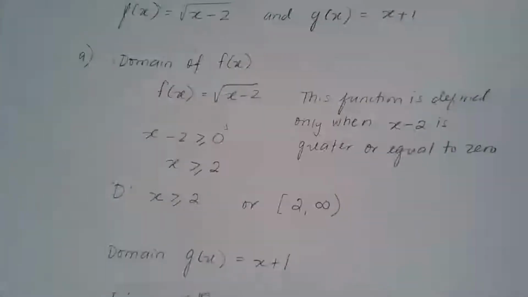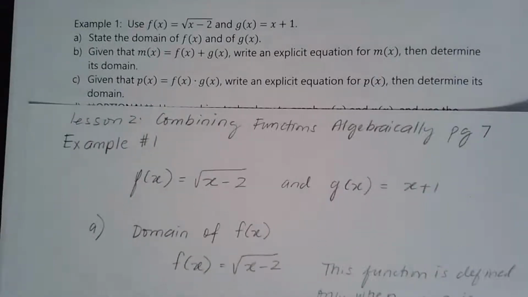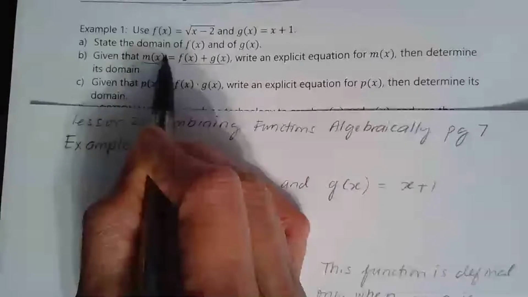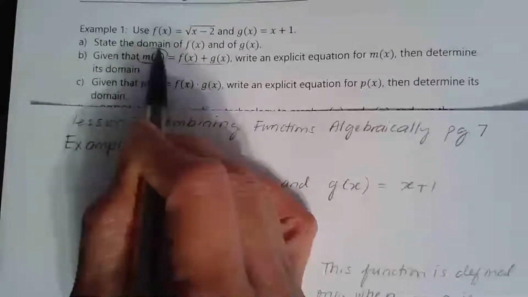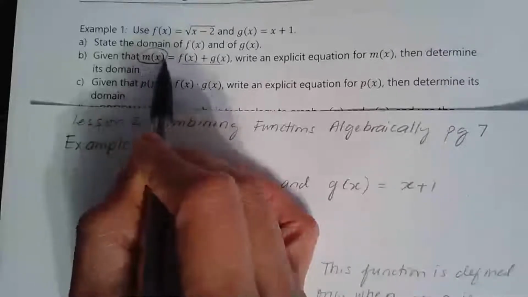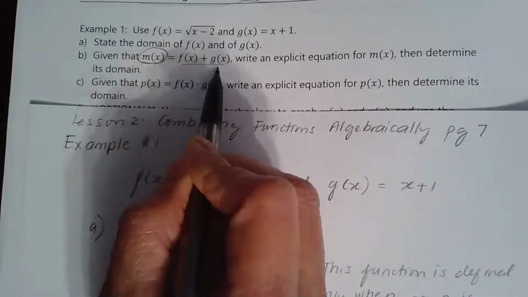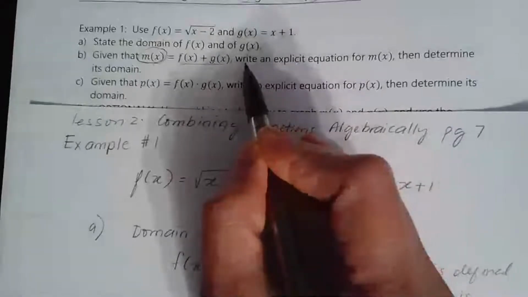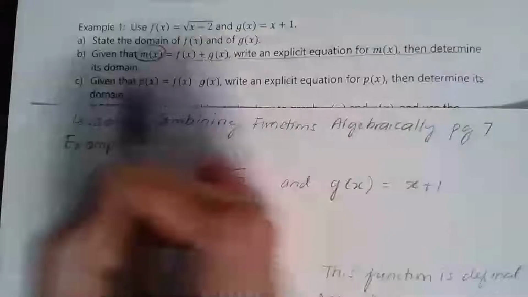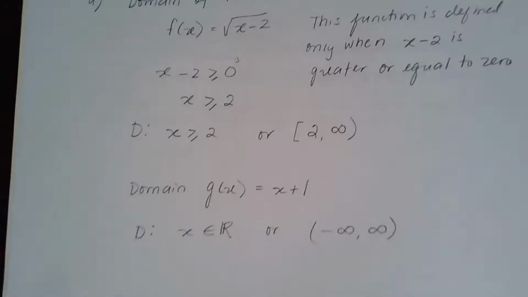So letter B. They're introducing a new function, m of x, and they're saying this new function is a combination of f of x and g of x added together. We're going to write the explicit equation for m of x, then determine its domain. So let's just do that.